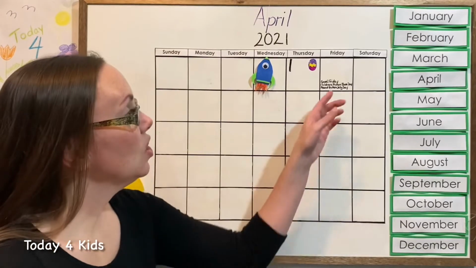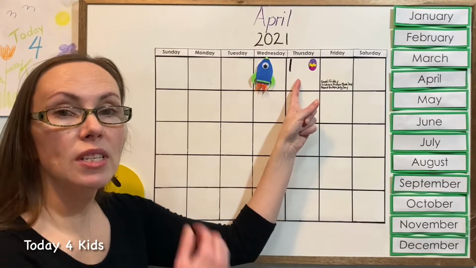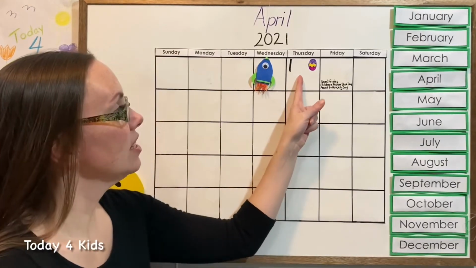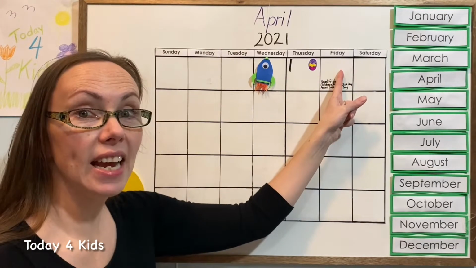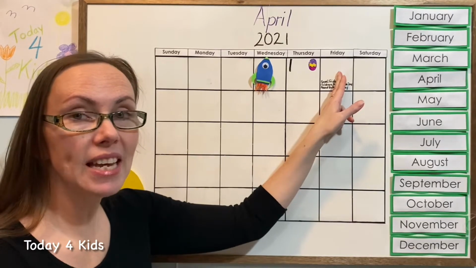So now that we know which square was for yesterday, we can figure out what today's square is. We always go from left to right, just like when we read, we go left to right. So we start in this square and we're gonna go one square over, and this will be the square for today. And we need to put in a shape for today. It's the beginning of the month, so we can pick any shape we want.